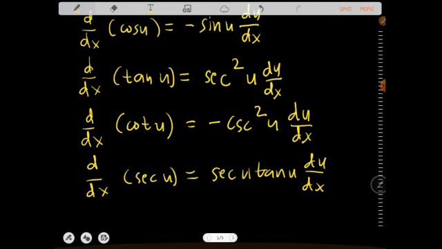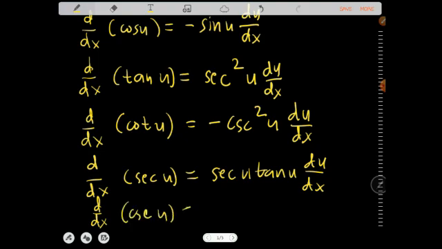And lastly, the derivative of cosecant u is equals to negative cotangent u, cosecant u, du over dx. So, ito lang yung mga formula na kailangan yung tandaan.